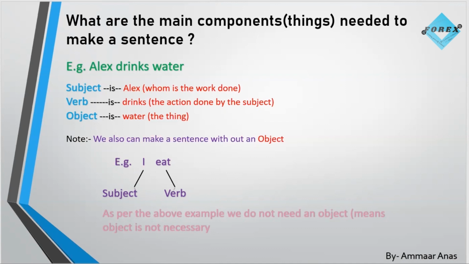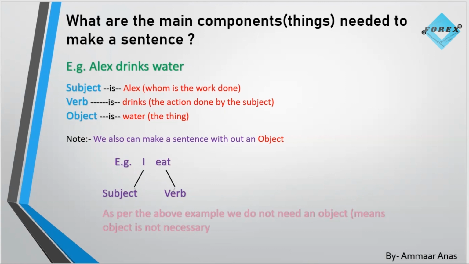So you might be wondering how to find a subject, verb, or object in a sentence. A subject is whom the work is done by. For example, Alex is drinking the water. So who's drinking the water? It could be Alex, it could be John, or it could be someone.